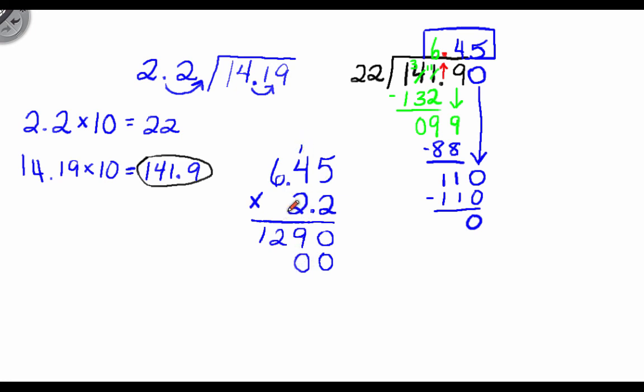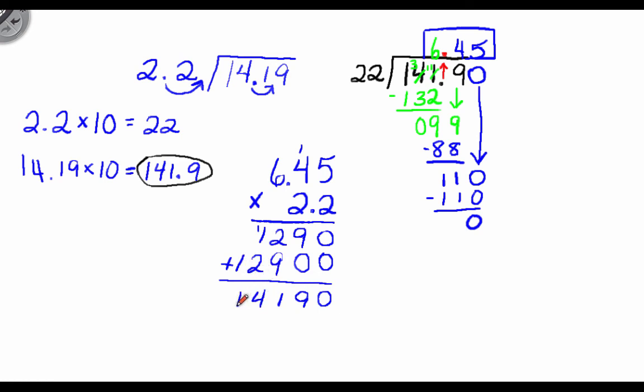Regroup the 1. 2 times 4 is 8. 8 plus 1 is 9. And 2 times 6 is 12. And we can go ahead and add up our partial products. We have 0. 9 and 0 is 9. 2 and 9 is 11. 1 plus 1 is 2. And 2 plus 2 is 4.